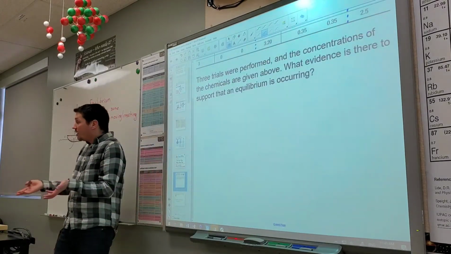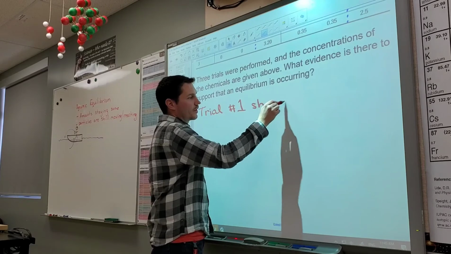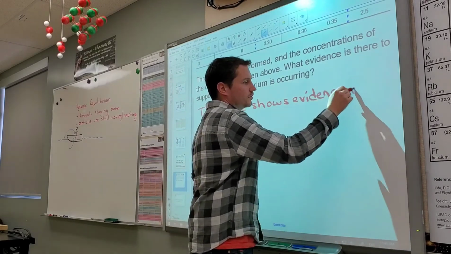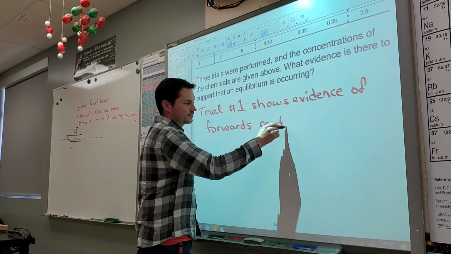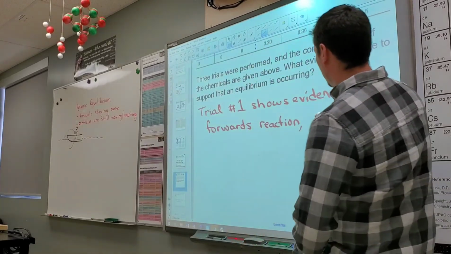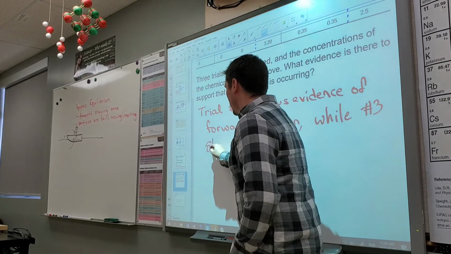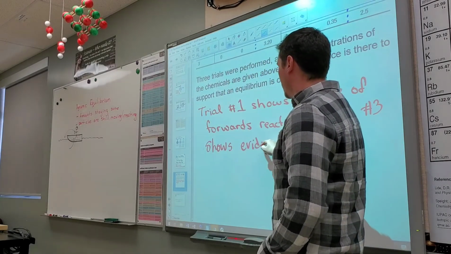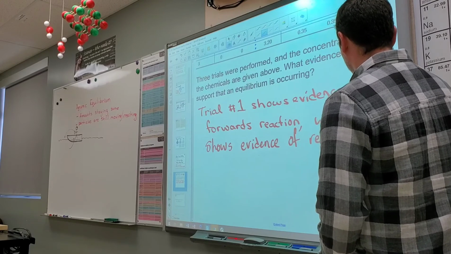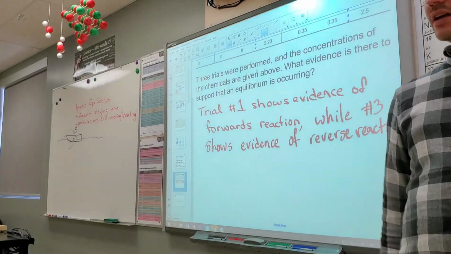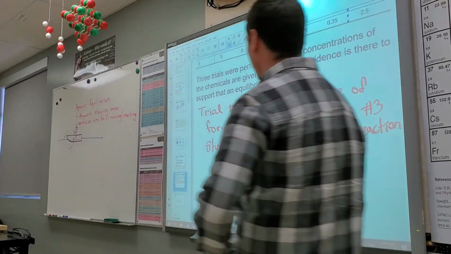So that's what I would say. Trial number 1 shows evidence of a forwards reaction, while trial number 3 shows evidence of a reverse reaction. Does that sound like an equilibrium to you? There's evidence of both a forwards and a reverse reaction. That sounds like evidence of an equilibrium to me.